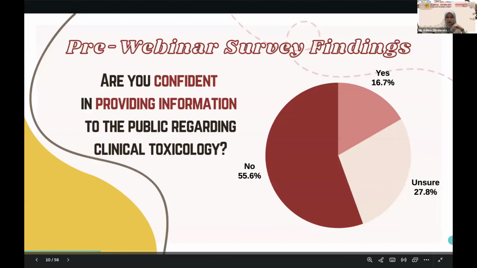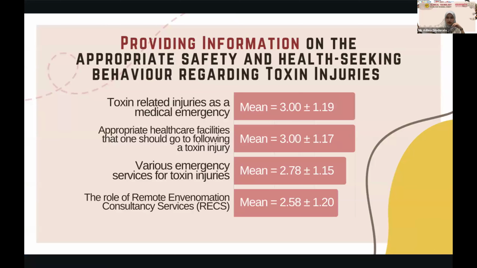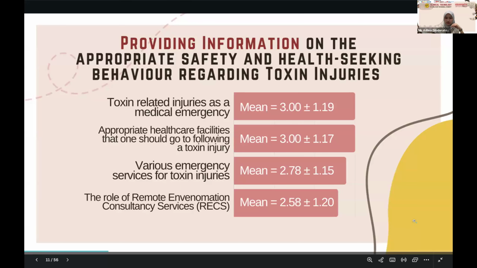So we'll go into a bit more detail on the survey. Firstly, average answers within 2.5 to 3, which signifies a moderate to low confidence level, on whether they are able to provide information on the appropriate safety and health-seeking behavior regarding toxin injuries. This includes the listed aspects: toxin-related injuries as a medical emergency, the appropriate healthcare facilities, the emergency services, and the role of RECS itself.